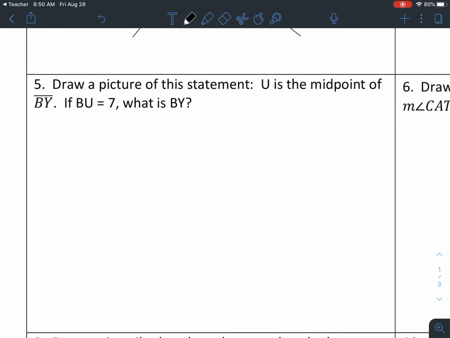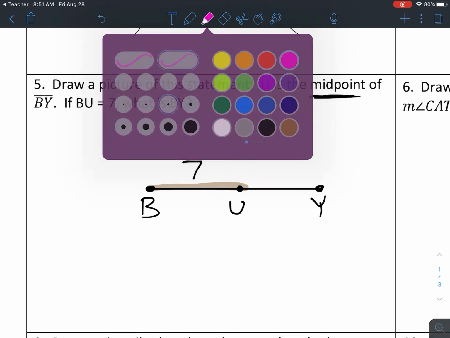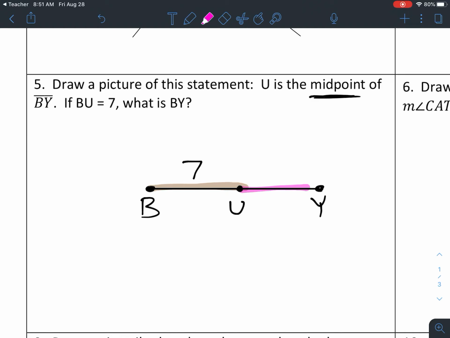U is the midpoint of BY. So we have a line called BY. And they're saying U is the midpoint, which is the middle. So just draw it as close to the middle as you can. And they're saying that if BU is 7, how long is BY overall?